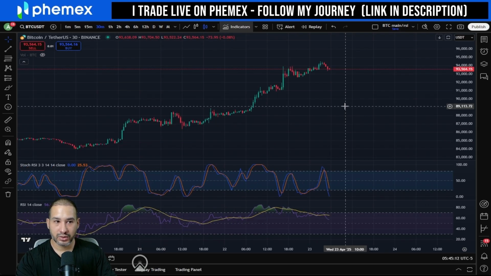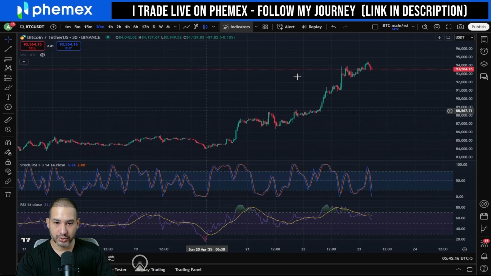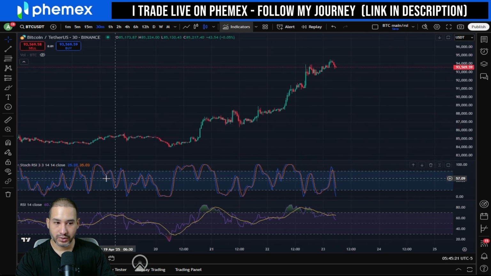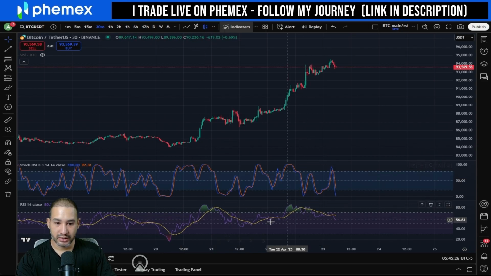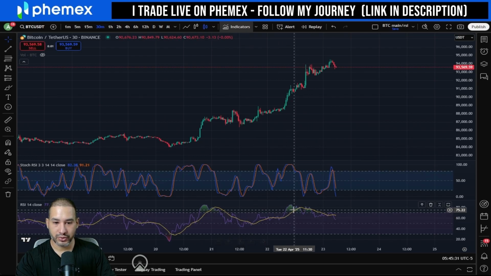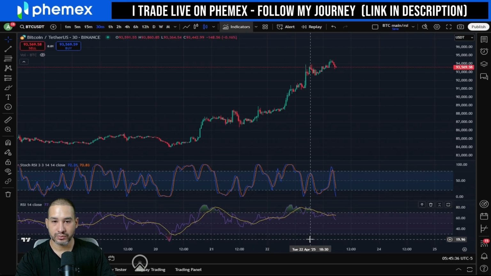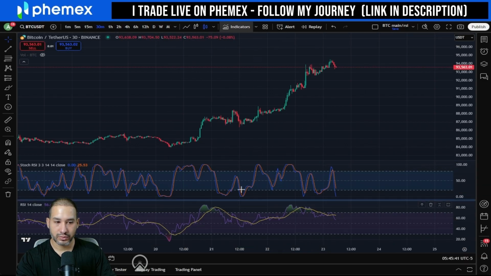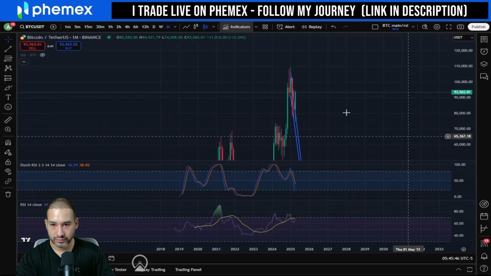All right, guys, we're still on the 30-minute for Bitcoin. We have a strong uptrend here with a lot of momentum. Quick note, guys, the stochastic RSI is to measure momentum, and the RSI is to pretty much measure strength or weakness, or being overbought or oversold. So I'm going to navigate through some higher time frames, and I want you to pay attention to what I'm going to cover over the RSI and stochastic RSI.